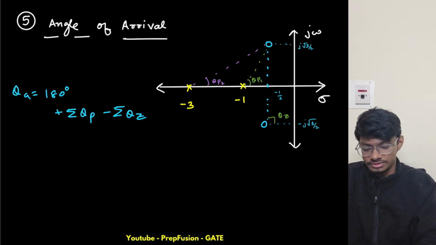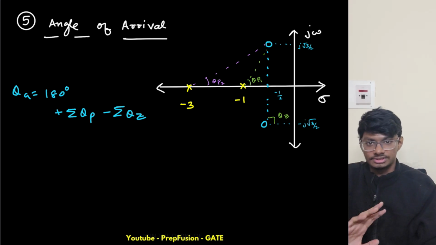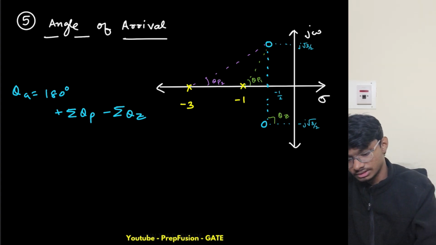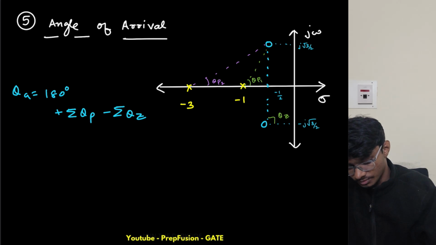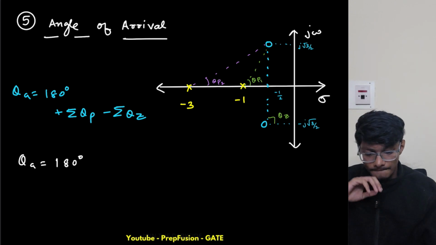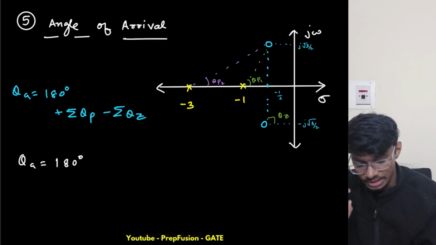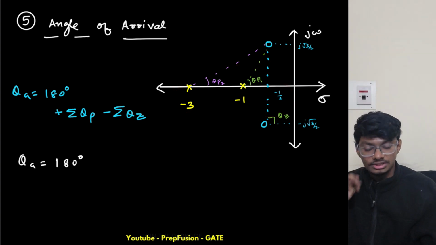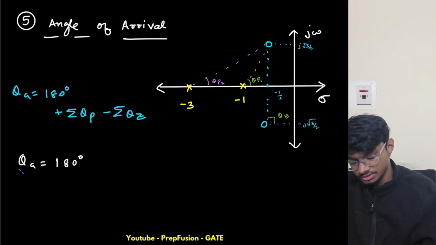So in the GATE exam, obviously you have to get to the answer. For this question, let's say they had asked to find the angle of arrival. Like this you calculate. So this will be theta a equals 180 plus theta z minus theta p. Now what is theta p? I have two poles, so theta p will be basically the summation of theta p1 plus theta p2.